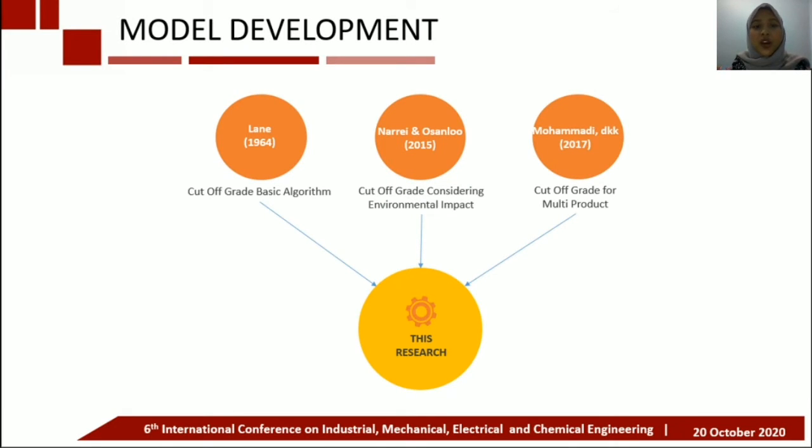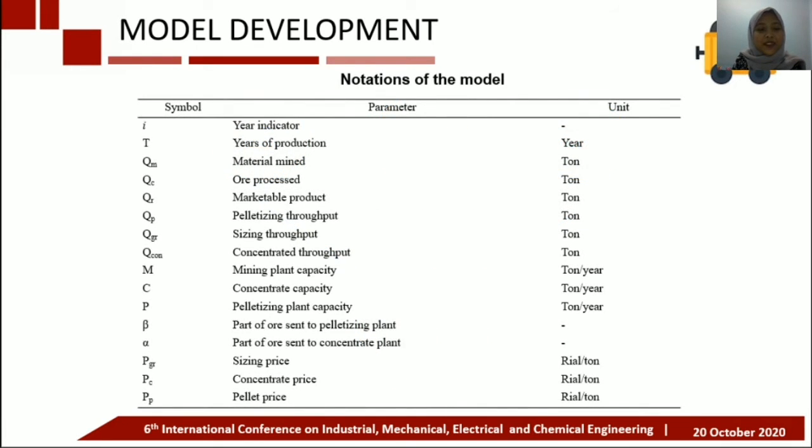This is the position of this research. We base our research on 3 previous models of Lane, Narve and Osanlo, and Mohammadi. Lane's model is the basic algorithm for calculating the cut-off grade. Narve and Osanlo developed a model by adding the environmental impact from the mining to calculate the cut-off grade. On the other side, Mohammadi developed a cut-off grade model for open pit mining with multi-products. Here are some notations of the model, such as capacity of each process, price, and cost of production.